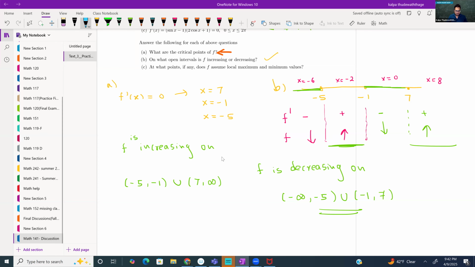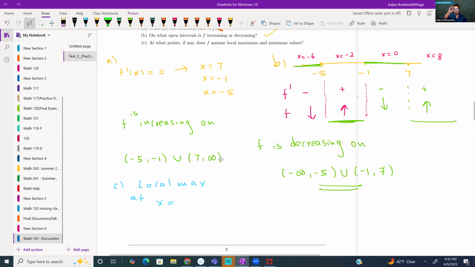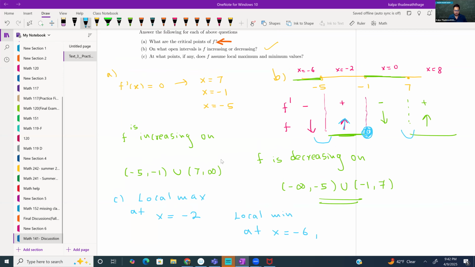Look at the sign change, and you can discuss where the local max occurs. The max happens when the function is increasing and then decreasing. Decreasing and then increasing is a minimum. I'm sorry, this is not -2. Actually, this is -1. This is a minimum. 7 is also a minimum.